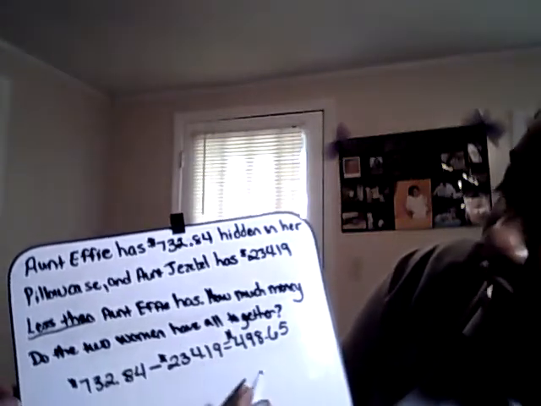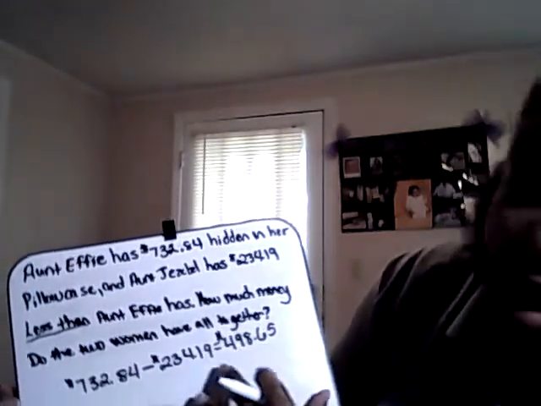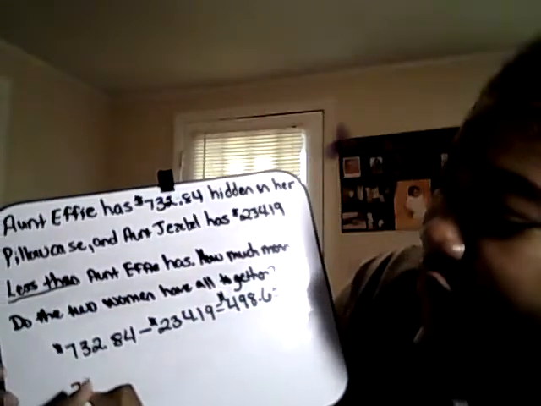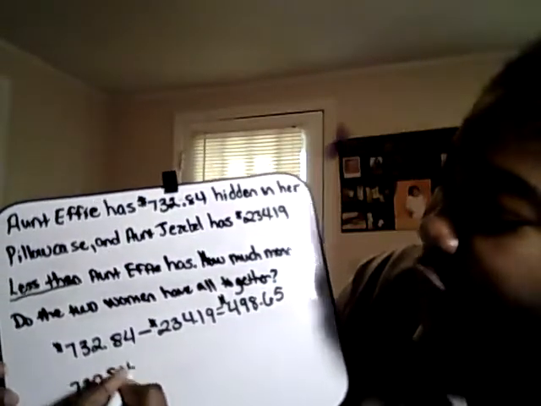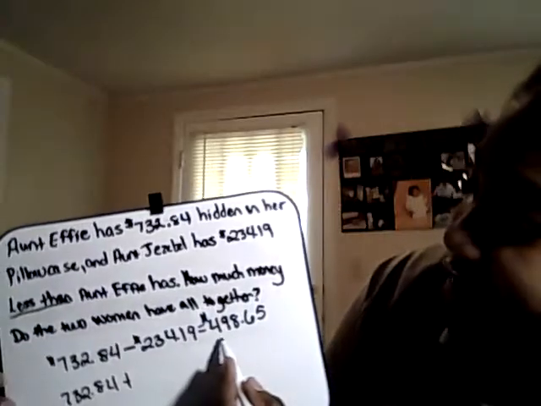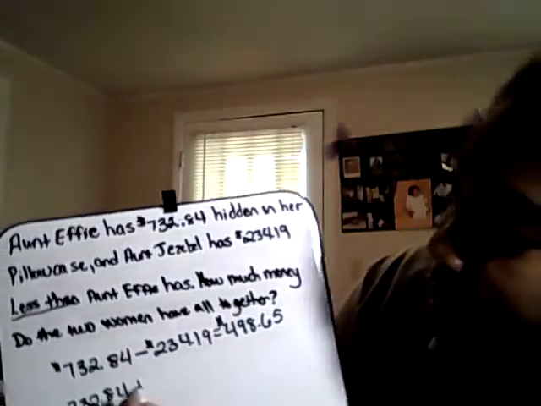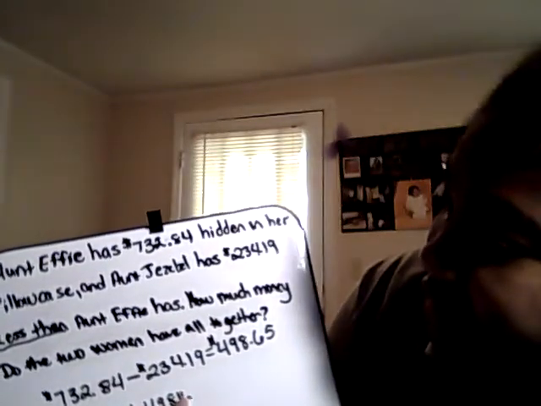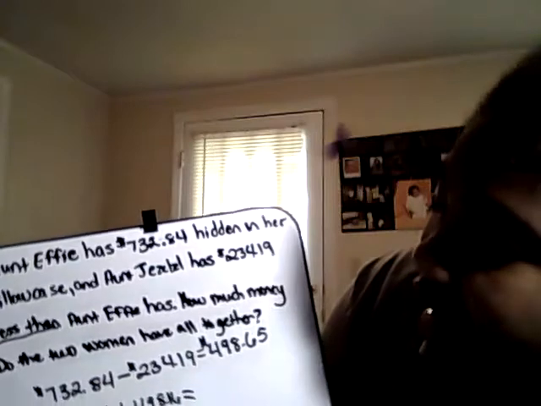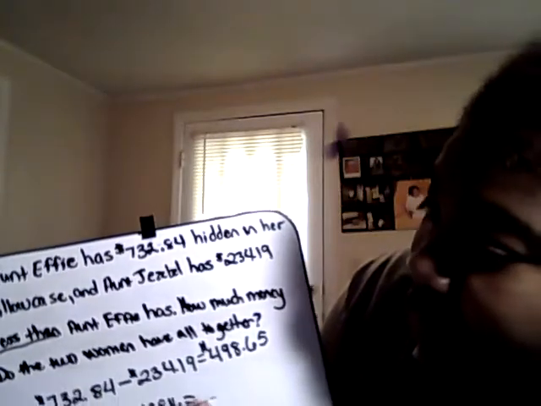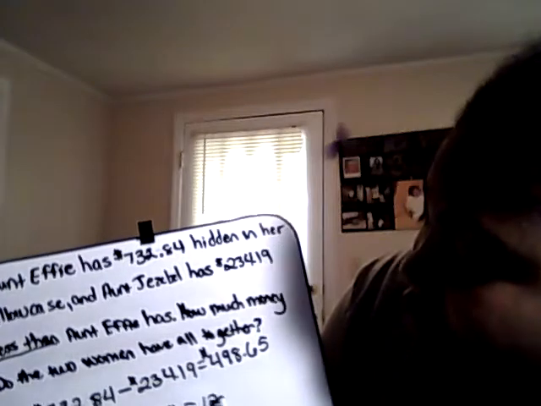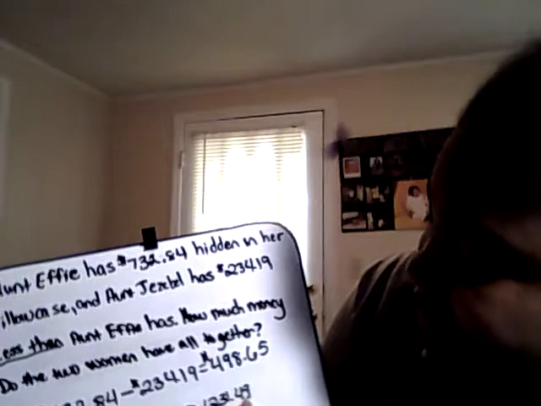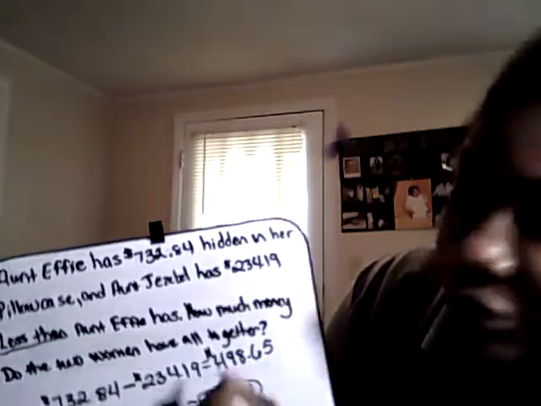Now that we have her amount, it says, how much money do the two women have altogether? In order to figure that out, it says altogether, so that means we're going to add the numbers. So Aunt Effie's total is $732.84 plus what Aunt Jezebel had, which we just found. So plus $498.65. And these two numbers added together will give you a total of $1,231.49. So this is the answer for this question.